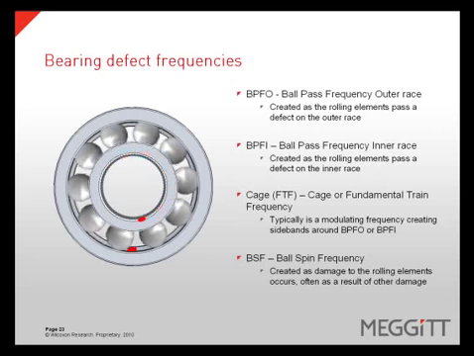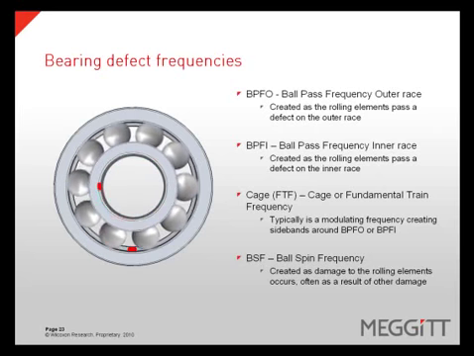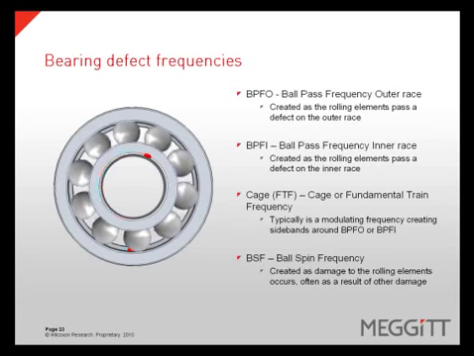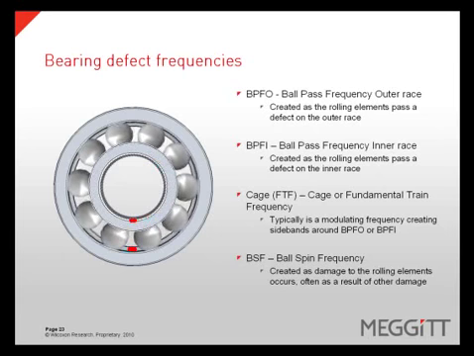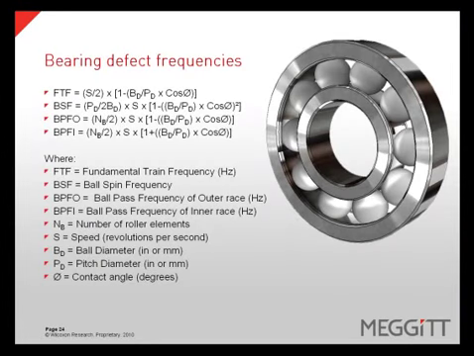Ball pass frequency outer race, which is a defect on the outer race of the bearing. Ball pass frequency inner race, which is a defect on the inner race of the bearing. Cage frequency or fundamental train frequency, which will typically show up as a modulating frequency around ball pass frequency outer race or ball pass frequency inner race. And ball spin frequency, which is a defect on the roller elements themselves and often is a result of other damage. For reference purposes, I have shown the formulas for calculating the bearing defect frequencies. However, it is not common that you should have to actually calculate these frequencies yourself.